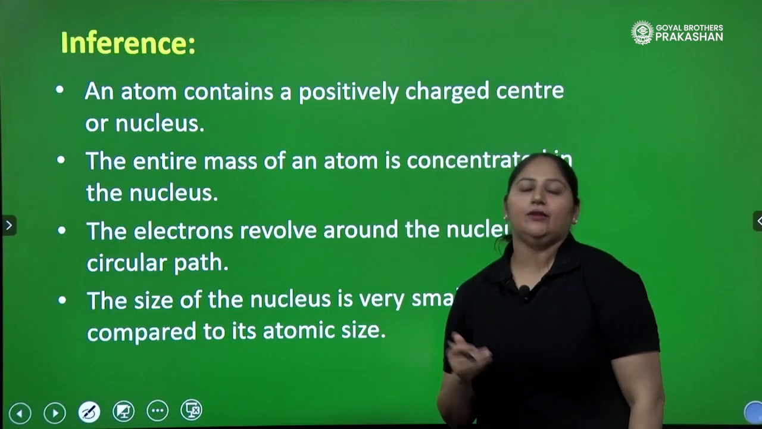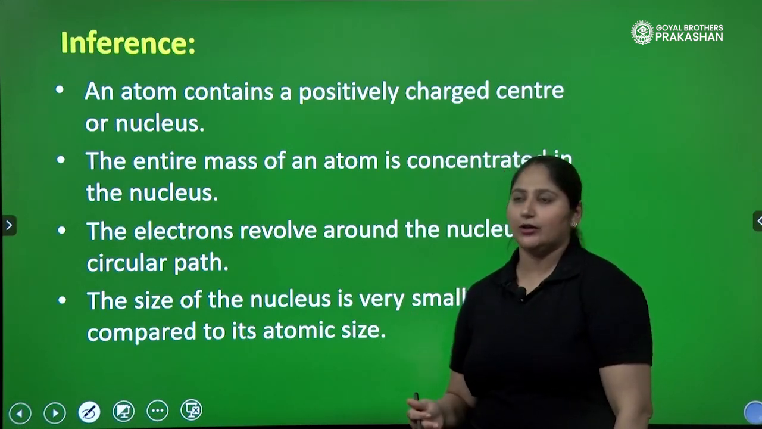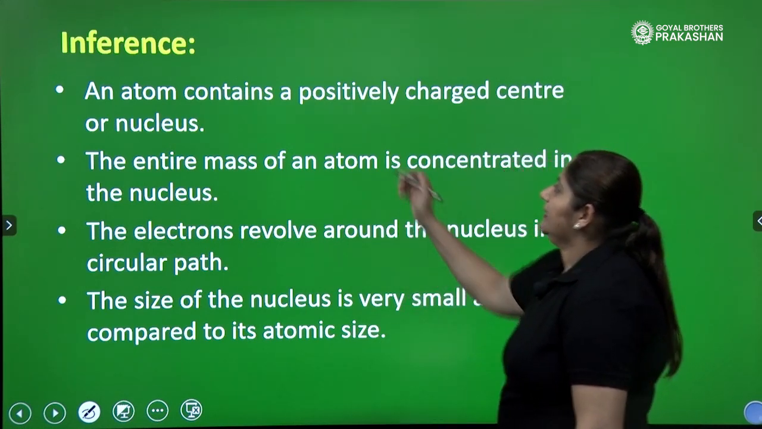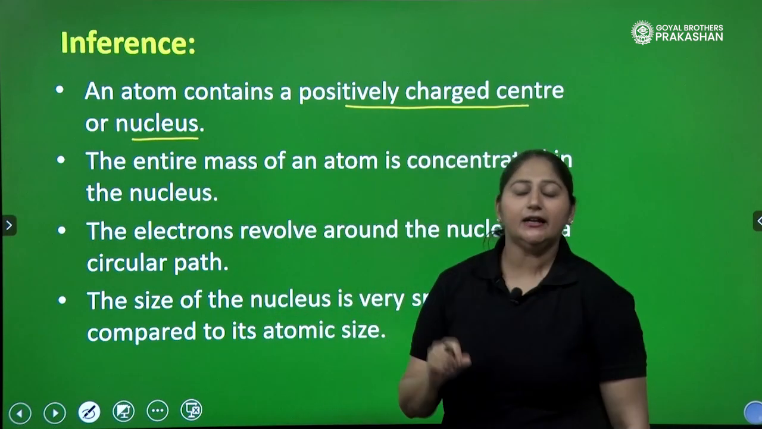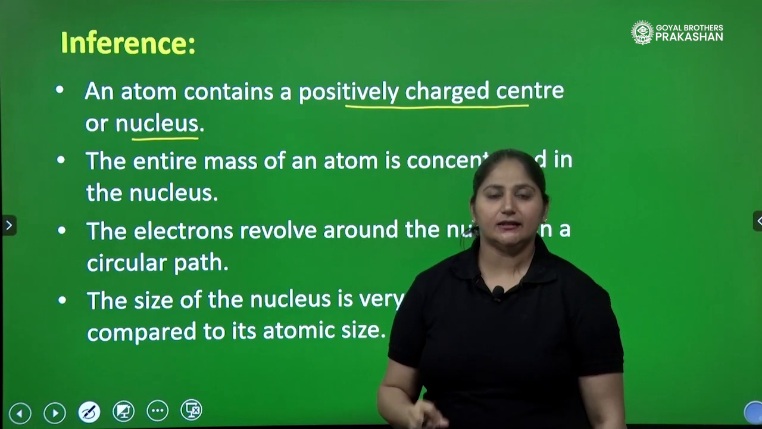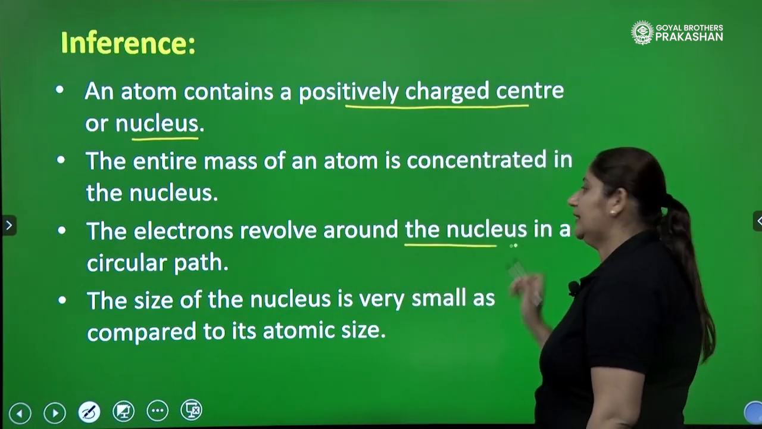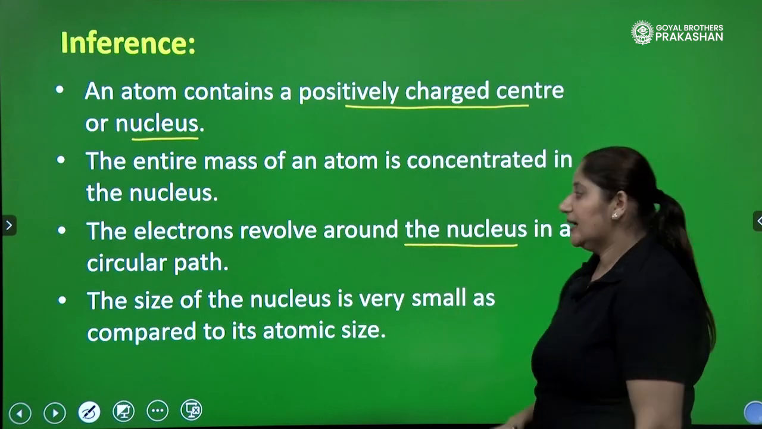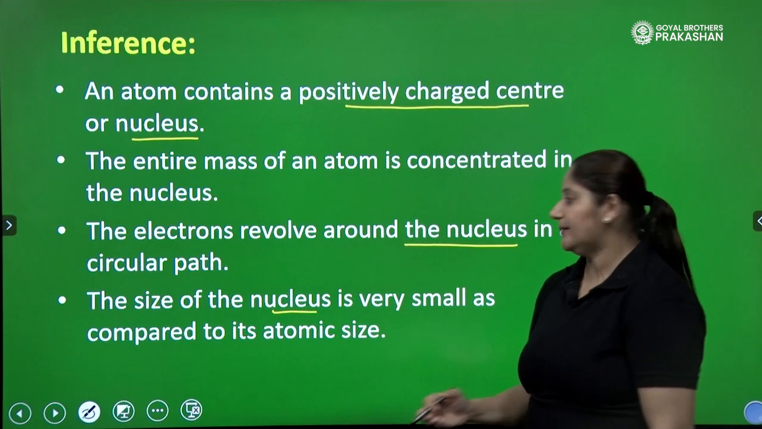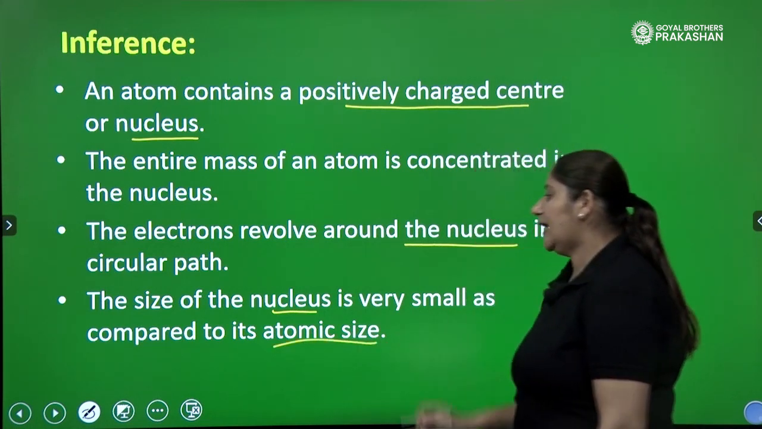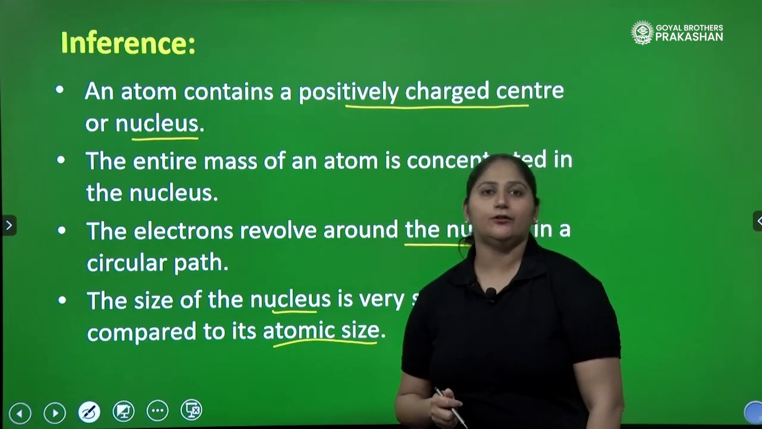So children, I am sure that you have seen the animated video. So let's discuss the inference of the Rutherford model. An atom contains a positively charged center, or the nucleus. The entire mass resides in the nucleus of an atom. The electrons revolve around the nucleus in a circular path. And then he said the size of the nucleus is very small as compared to the size of an atom. So these were the inferences that we got from the Rutherford model.